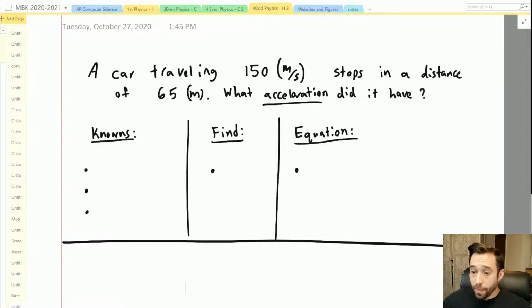Okay. So in this problem, we have a car that's traveling 150 meters per second, and it stops in a distance of 65 meters. And it's asking, what is the acceleration? So what acceleration caused it to go from 150 meters per second to stopping in the distance of 65 meters?